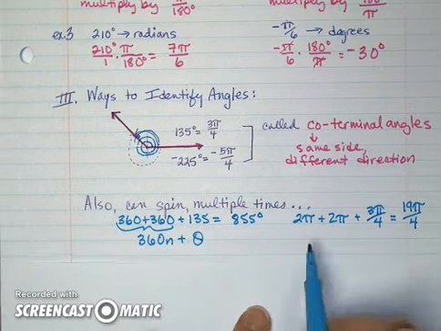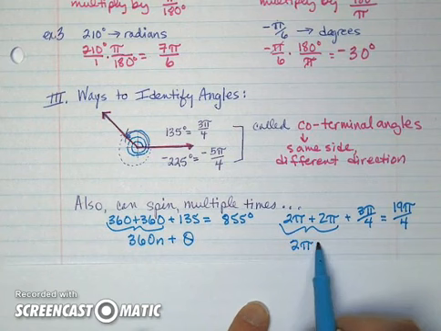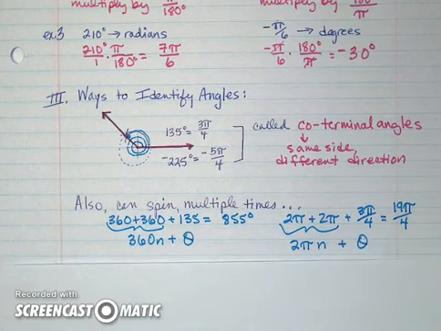So then I have multiples of 2 pi, and I added my theta. So sometimes when you spin, you can have them larger than 360. That just means you're going around and around and around, and you can go around multiple times.